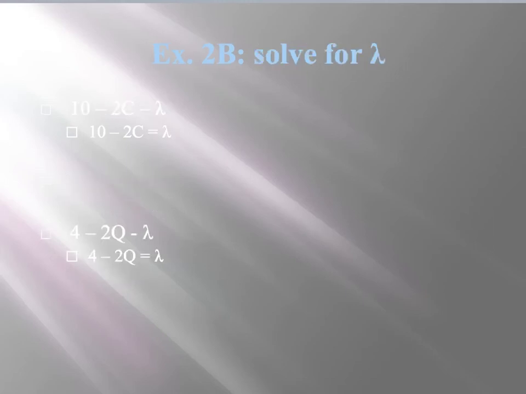Now in this example, we're on to step 3, solve each variable for the lambda term. So we had 10 minus 2c minus lambda.